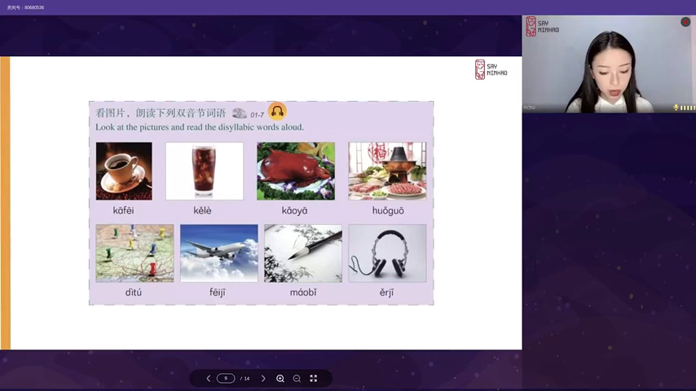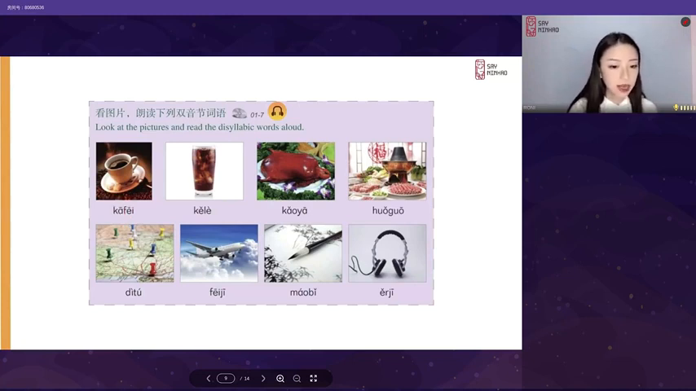Now let's try to practice some disyllabic words. For disyllabic words, one tricky part is to separate these two characters. So where should we separate them? We should separate them from the initial and the final, right? The initial for the former one and the final for the former one, and the initial for the latter one. So now let's see.